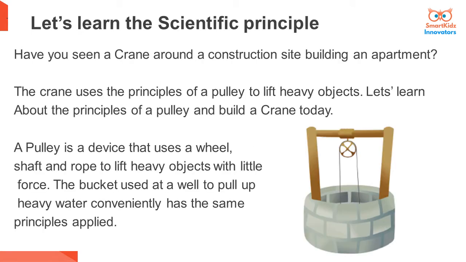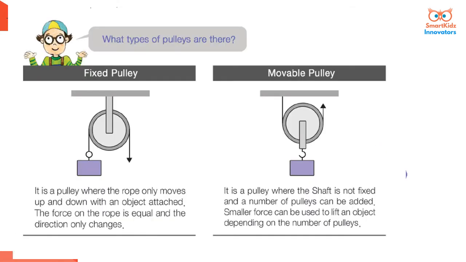Have you seen a crane around a construction site building an apartment? The crane uses the principles of a pulley to lift heavy objects. Let's learn about the principles of a pulley and build a crane today. A pulley is a device that uses a wheel, shaft and rope to lift heavy objects with little force. The bucket used at a well to pull up heavy water conveniently has the same principles applied.